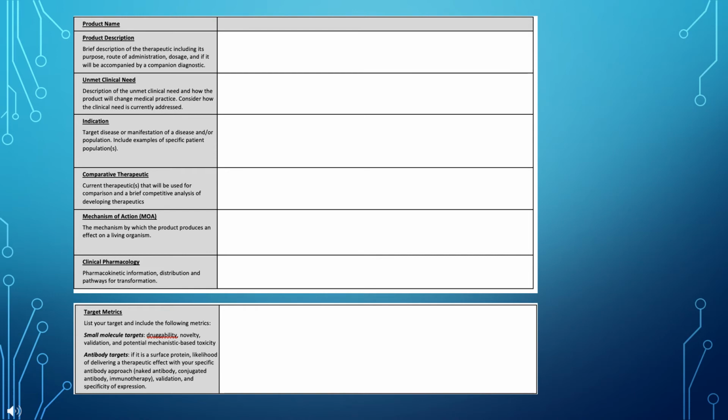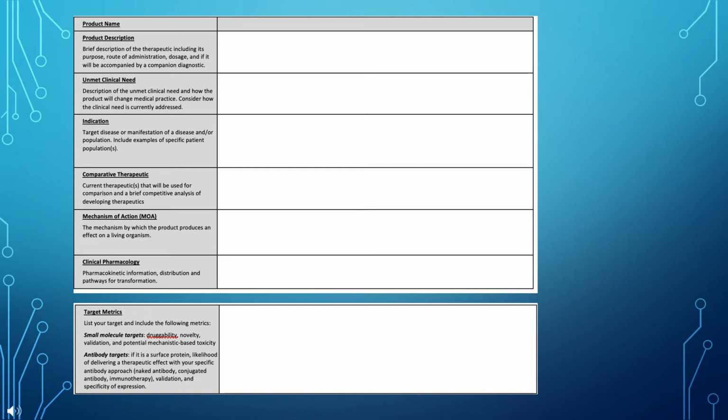Mechanism of action, if there's an understanding that's clearly around perhaps changes to a kinase function or changes within transcriptional regulation, these are things that you want to talk about in MOA. Clinical pharmacology, discussing the pharmacokinetics, the pharmacodynamics, and then pathways that would be affected by the use of your therapeutic. And then target metrics, talking about small molecule targets, things that are around druggability, novelty, validation, potential mechanism based toxicity. And then for antibody targets, how that antibody will function.